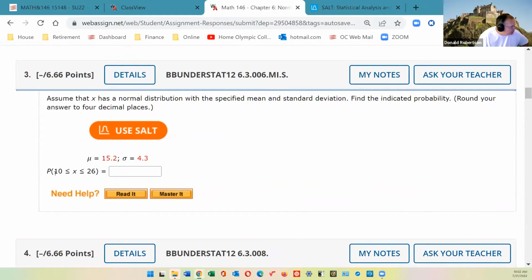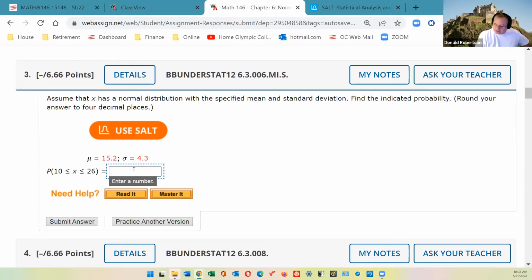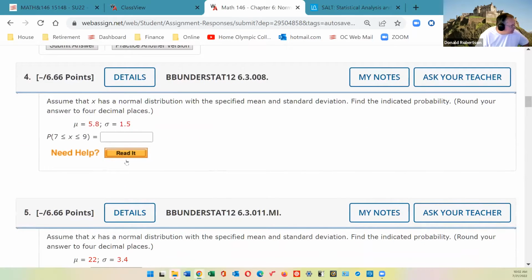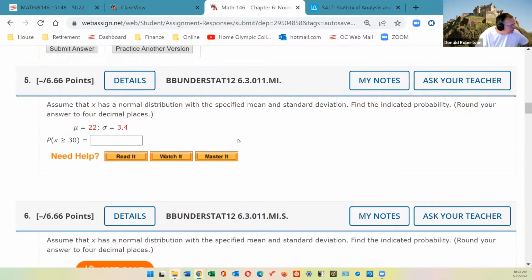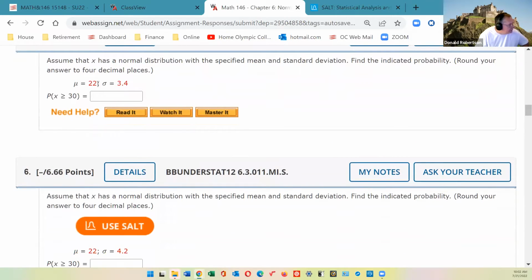So in this question, wouldn't you do very similar, but this time the mean would be 15.2 and the standard deviation would be 14.3, and then wouldn't you do bigger than 10 and less than 26, and you get the answer that would go there. Right. And there's one where you do 7 to 9. Let's do this one. The mean is 22. The standard deviation is 3.4.